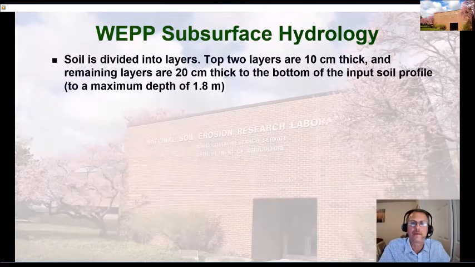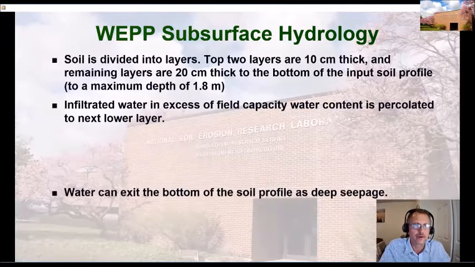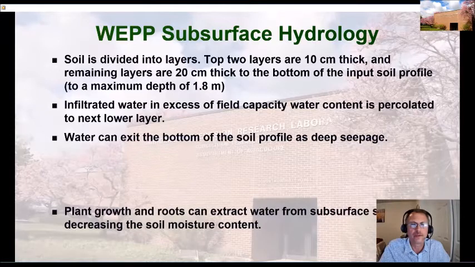Subsurface hydrology: the soil is divided into layers. The top 2 are 10 centimeters thick. The remaining layers are 20 centimeters thick, down to a maximum depth of 1.8 meters. Infiltrated water in excess of field capacity water content is percolated to the next lower layer, and the water can exit the bottom of the soil profile as deep seepage.